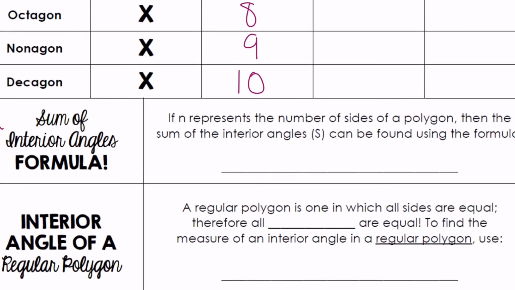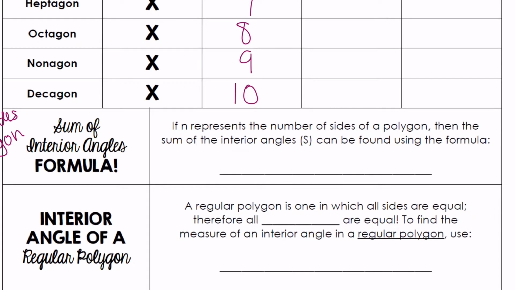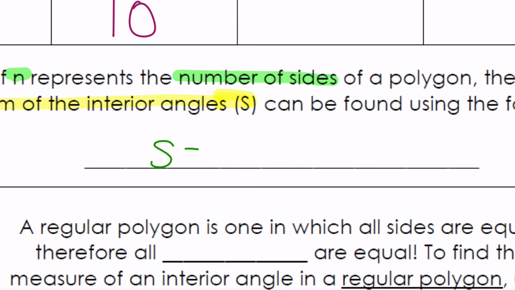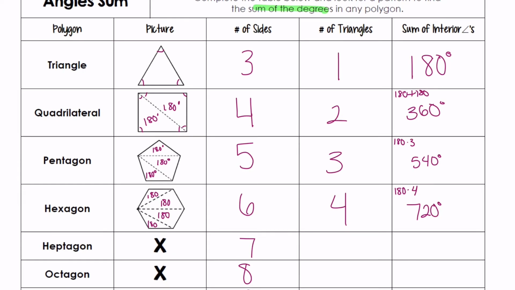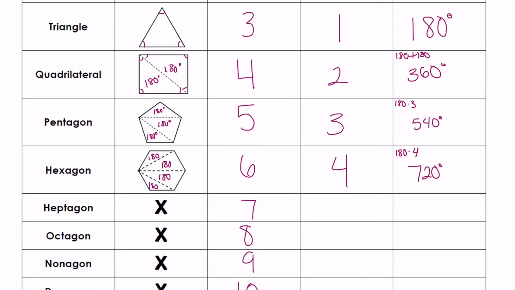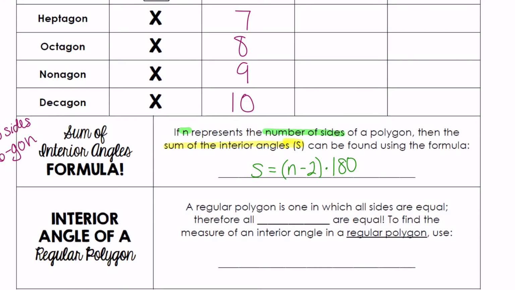So we have this formula, which we call the sum of the interior angles formula. If we have some letter N that represents the number of sides of a polygon, then the sum of the interior angles, we'll call that S, can be found using the formula S equals N, the number of sides, minus 2 times 180. And notice that's what you did up here. We took the number of sides minus 2 to get the number of triangles, and then we took that times 180 to get the sum of the interior angles.